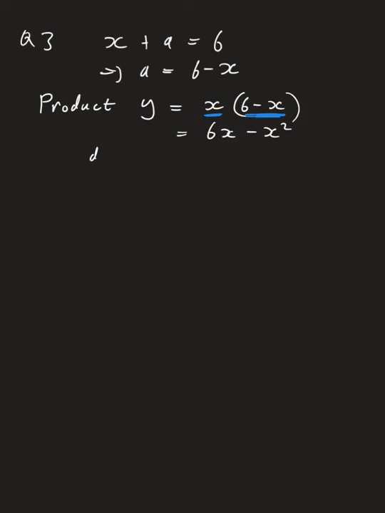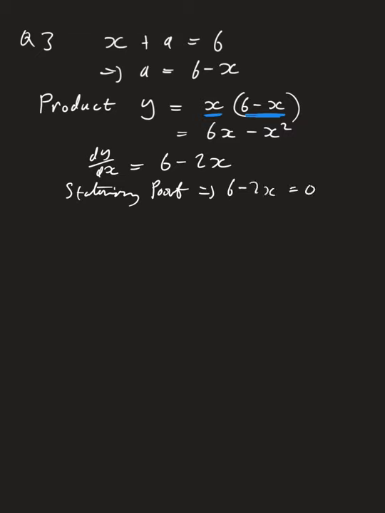To do that, I'll get dy/dx. That's equal to 6 minus 2x. Now my maximum is going to be a stationary point. So that's where dy/dx is equal to 0. So 6 minus 2x is equal to 0. So at the stationary point, minus 2x is equal to minus 6, which means that x is equal to 3. So that's my only stationary point. So let's see, is that a maximum? We do the second derivative test.